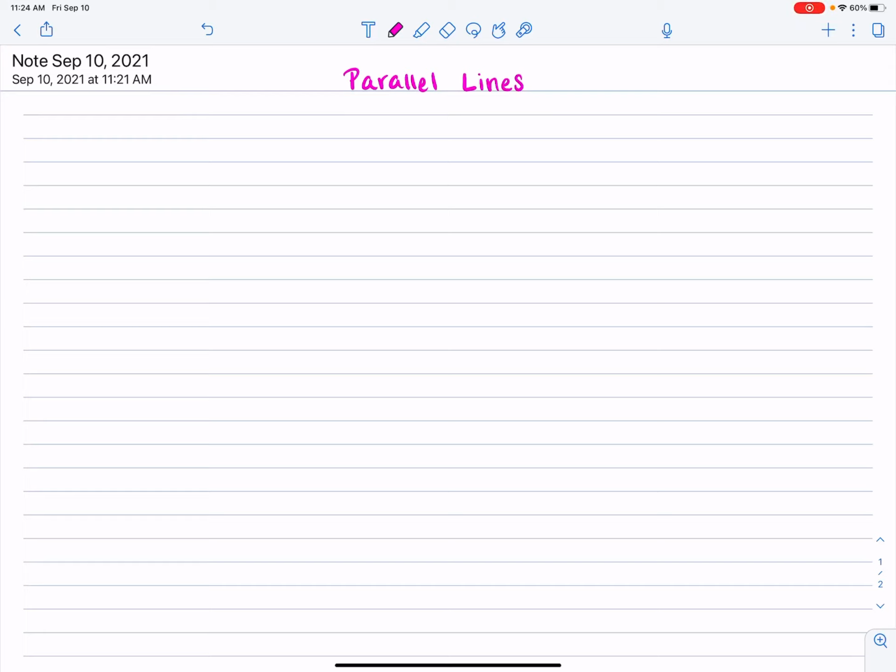Okay, yesterday we talked about slope, and today we're going to apply slope to parallel lines. So go to a new page in your notebook and title the page Parallel Lines. Okay, the first thing we need to know about parallel lines is that parallel lines don't ever touch.